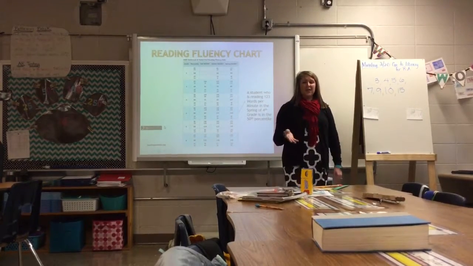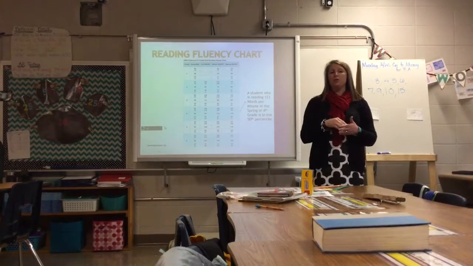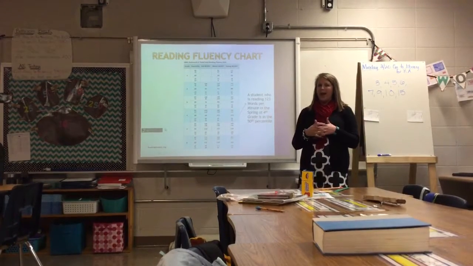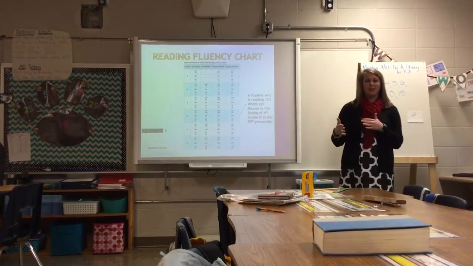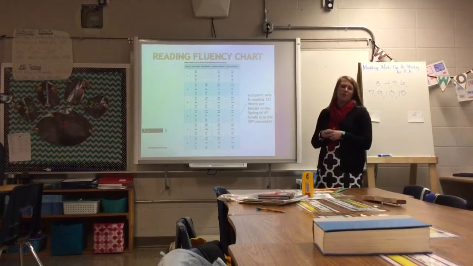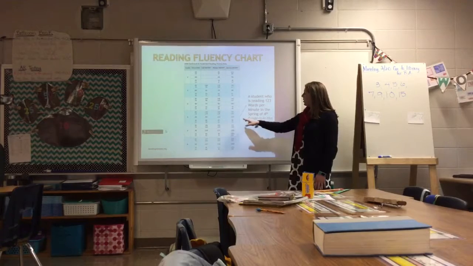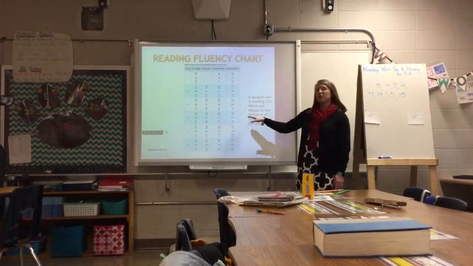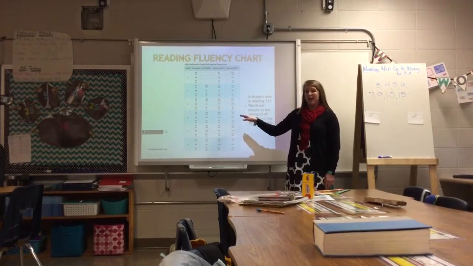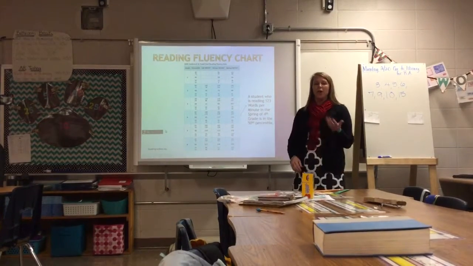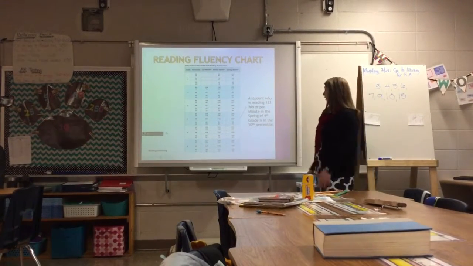I decided for this action research that I would use the spring word count per minute because most of our winter data is collected at the end of November, December, and since this is the end of January, I decided to push forward a little bit. So a student who is reading 123 words per minute in the spring of their 4th grade year would be considered to be a fluent reader.